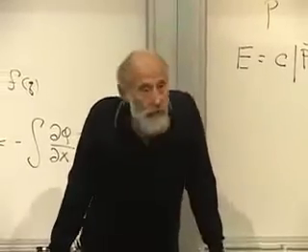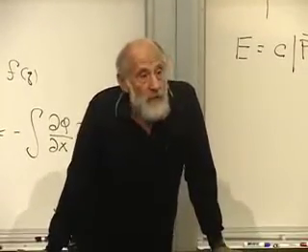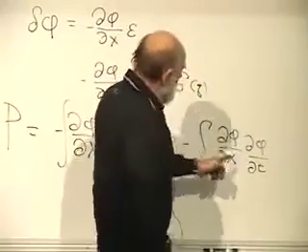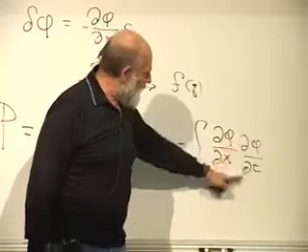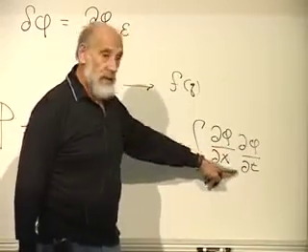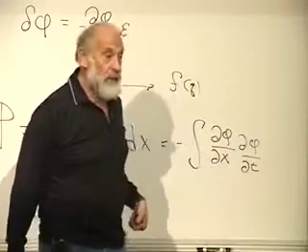So we've discovered another conservation law, the conservation of linear momentum, and the formula for it doesn't involve phi dot squared and phi x squared, but involves the product of phi x and phi dot, d phi by dx and d phi by dt.